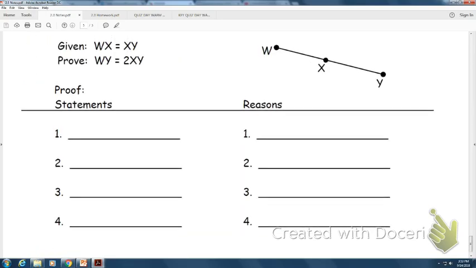Ooh, fun one. WX equals XY. Prove WY equals 2XY. Okay, what do we know so far? The given. So WX equals XY. Okay, so we know that these two pieces are congruent, and we want to prove that WY is equal to 2XY.